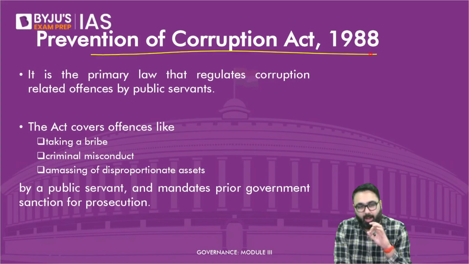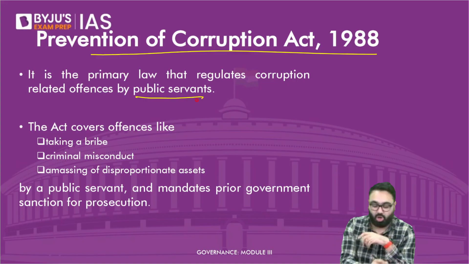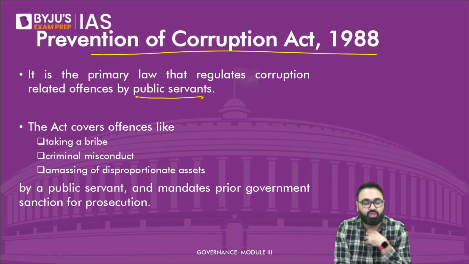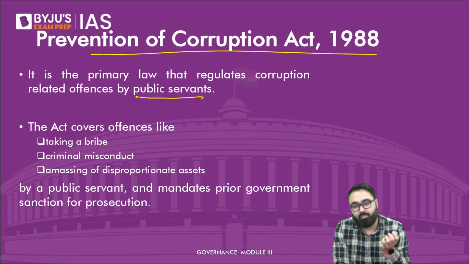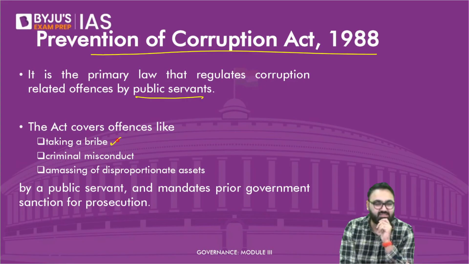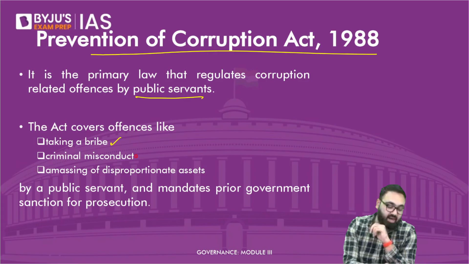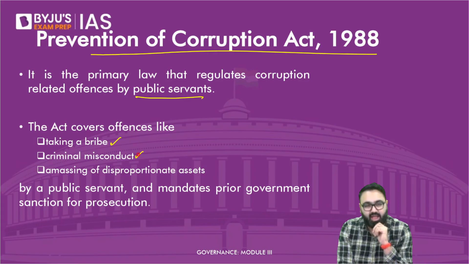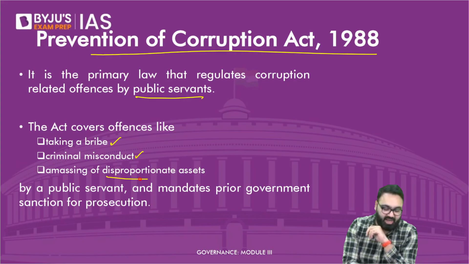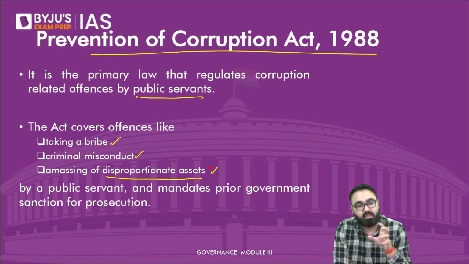This law applies to public servants only, not to private individuals like me, like you. If you're working for the government, you're a part of the government authority, it will apply to you. The act says what are the different types of offenses. Taking a bribe is an offense. Criminal misconduct is also an offense. And having disproportionate assets as compared to your income is also an offense. In all these cases, you can be given punishment under this law.